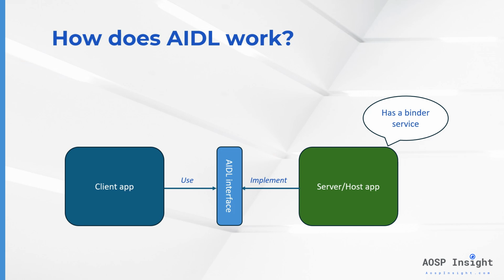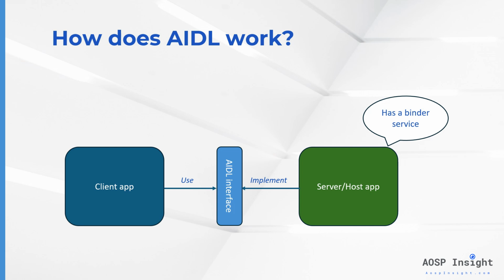Imagine there is a client application, a standalone application that you have developed, potentially with a user interface and multiple components. Then a server application or host application provides the specific functionalities your client application requires. The AIDL interface is a contract that enables communication between these two applications. Here's how the process works. The first step is to define an AIDL interface used in the communication.